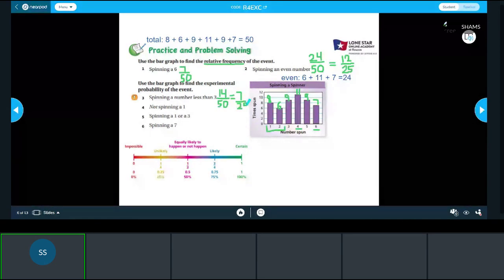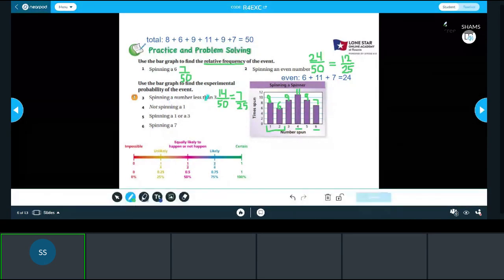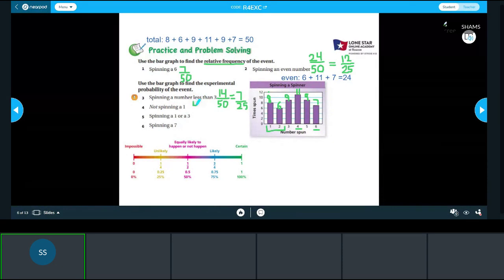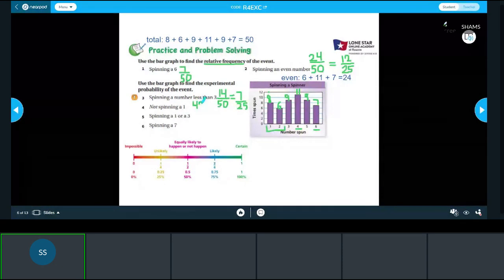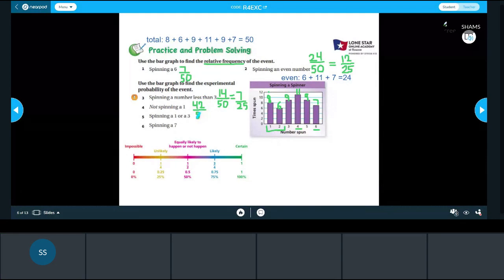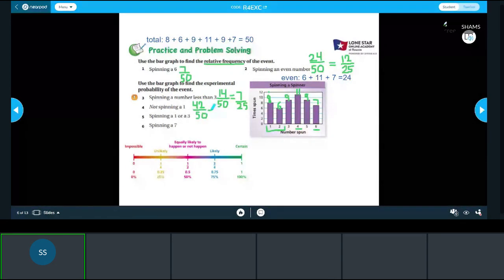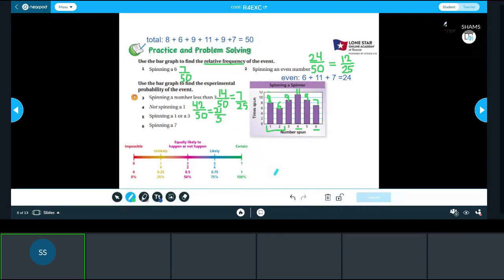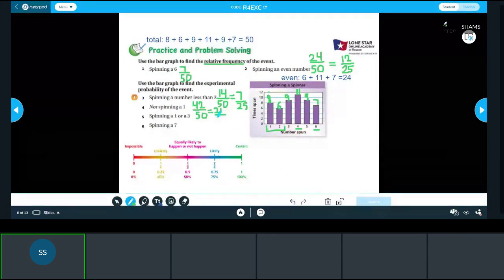Now, not spinning a 1. There are 8 ones out of 50, so not spinning a 1 will be the remaining 42 numbers out of 50. I can simplify that because both numbers are even, so it is 21 out of 25 that is the probability of not spinning a 1.